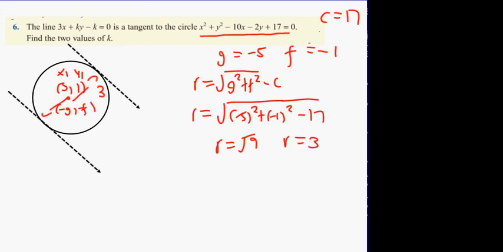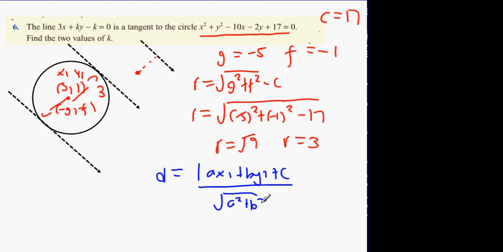Now there's another formula that does the perpendicular distance of any point to any line. So we can find out the distance from the center to the line by using the D formula. D equals ax1 plus by1 plus c. But please remember it's the c on the line, not the c on the circle. And then it's a squared plus b squared. So we get a equals 3, b equals k, c equals minus k.